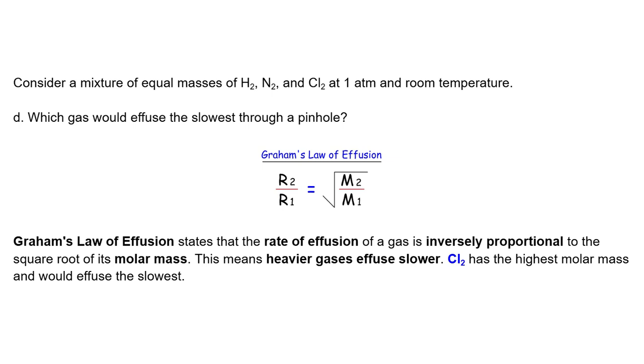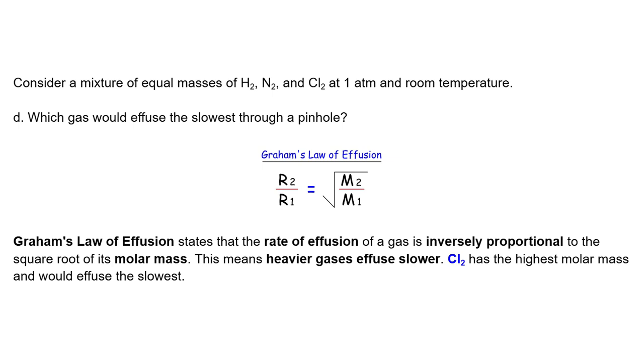But what this shows is that the rate of effusion of a gas is inversely proportional to the square root of its molar mass. So the most important thing, the thing you really need to understand, is that heavier gases will effuse at a slower rate. The higher the mass, the slower the rate of effusion, and vice versa. And this is just directly related to its average speed.